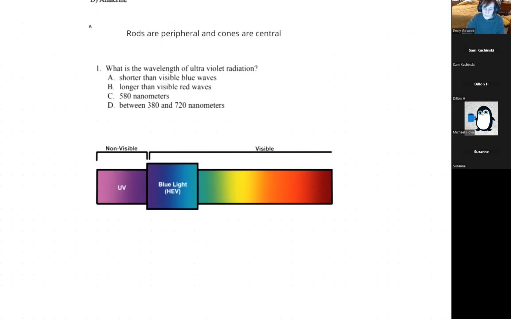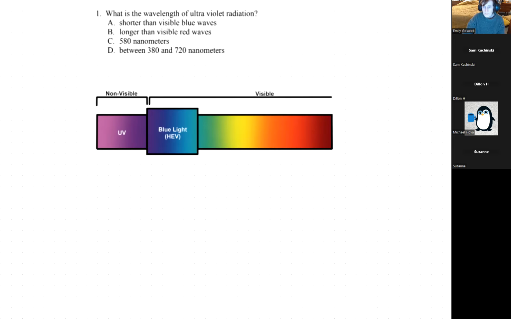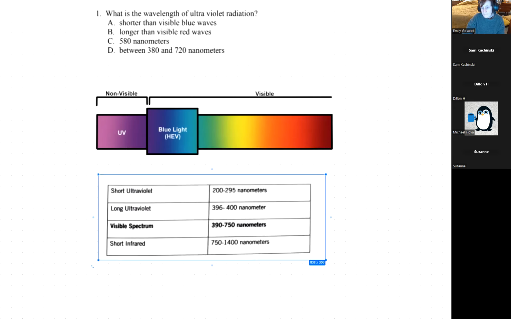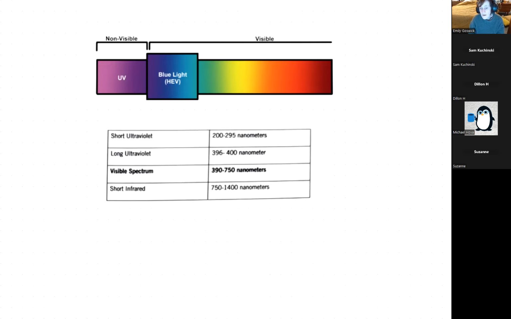Now that's tough. So I figured I would also have you take a look at this because this might make it a little bit simpler too. This is from our book, a part that we read a little while back, but it's a little chart that shows us the actual numbers of the spectrum. So you could see that ultraviolet is right here. It's going to start at 200 and go to about 400, right? And then the visible spectrum starts at about 400 and goes to about 750.